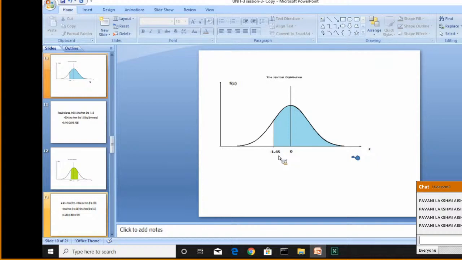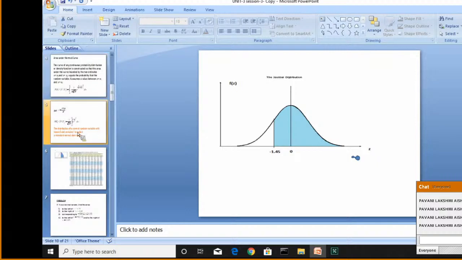Here from minus 1.45 to infinity, that is 0 to infinity plus 0 to 1.45. We are not considering the negative value. Understand it, it is symmetric about the y-axis. 0 to infinity is 0.5. This value, 0 to 1.45, let me go to the table.